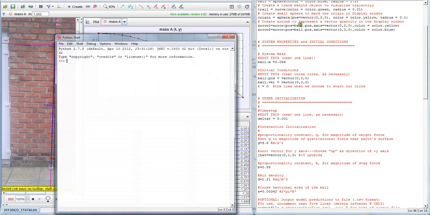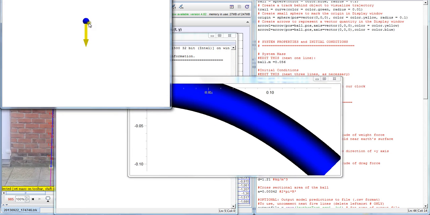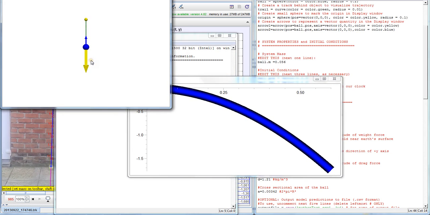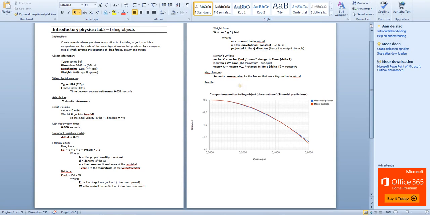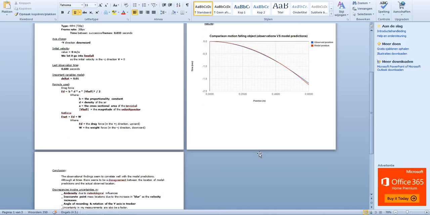You can see that the program runs. If I play it, you can see the ball falling along the minus y. Velocity increases, so the drag force increases. Now these two graphs are combined in Google Sheets, where we can see the comparison of the observed position in blue and the model position in red. You can see that slope wise it's a very good agreement, but the slope is different here and here. It's slightly different.